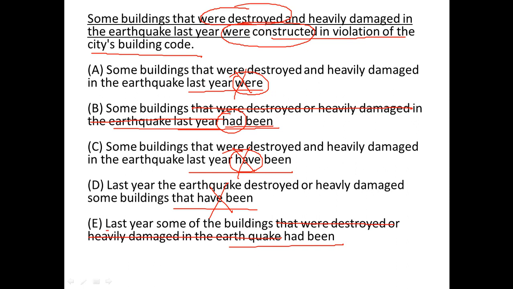Also the easier way is that you can see the placement of last year. Last year is a modifier. So what happened last year? Earthquake came last year. So last year must be placed next to earthquake. So option E is wrong. Hence B is the correct answer.